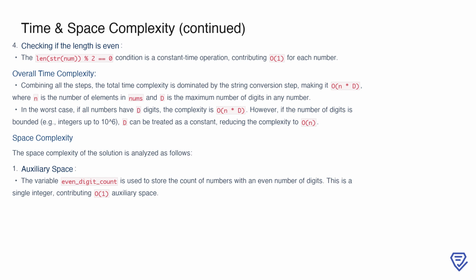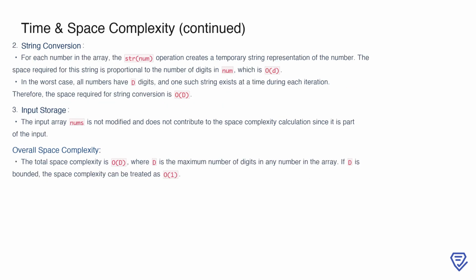Shifting to the space complexity, we first consider auxiliary space. The variable even_digit_count is used to store the count of numbers with an even number of digits, which is a single integer, so this contributes O(1) to the space complexity. The next factor in space complexity is the temporary string created during the str(number) operation.